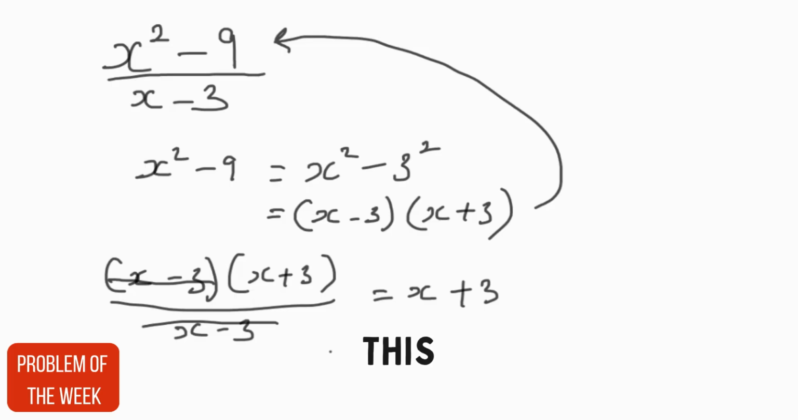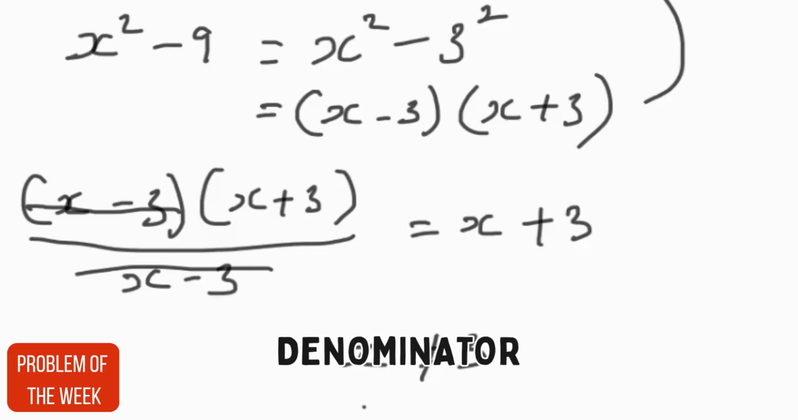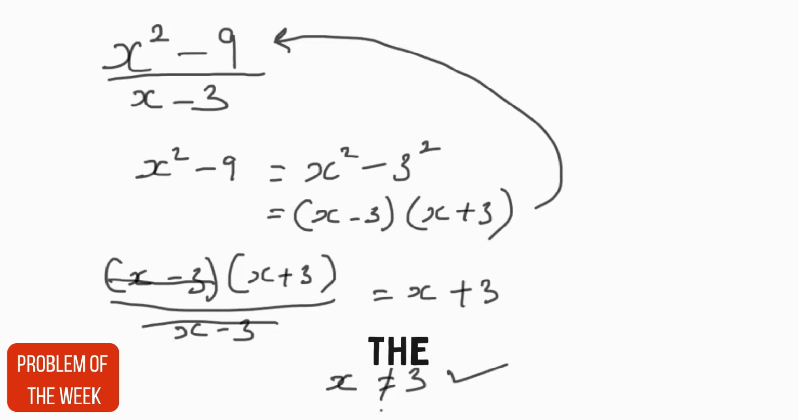But wait, this is where many students still lose marks. You must state the restrictions. x must not be equal to 3 because the denominator cannot be 0. So you have to state these restrictions. So the correct answer is x plus 3, but only when x is not equal to 3.